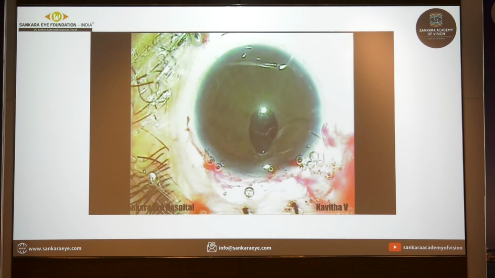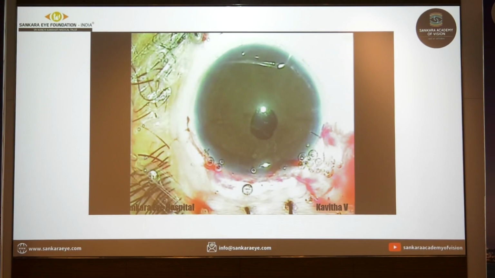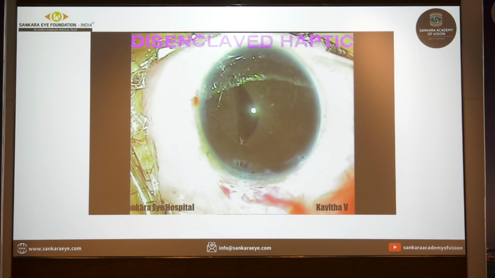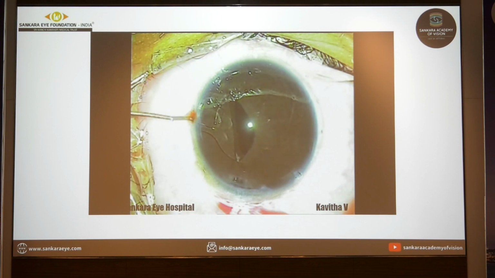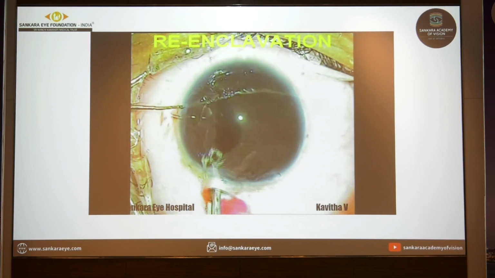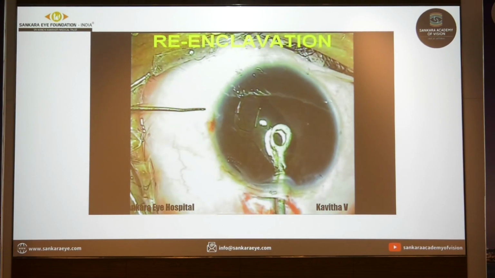I use heel-on here at this step. So you have intraoperative round pupil. Sometimes, because nowadays it is 12 mm overall length, we are getting a slightly oval pupil. This is a case where the haptic got disenclaved after a few years. So there's nothing to worry about, just go back and then enclave it.